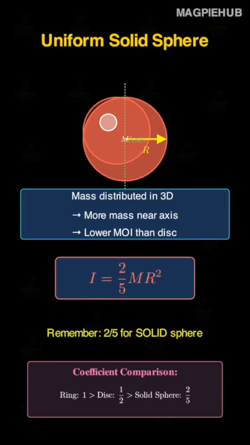Let's compare the coefficients. Ring, 1, disk, 1/2, solid sphere, 2/5. The trend is clear. As mass gets distributed closer to the axis, MOI decreases.